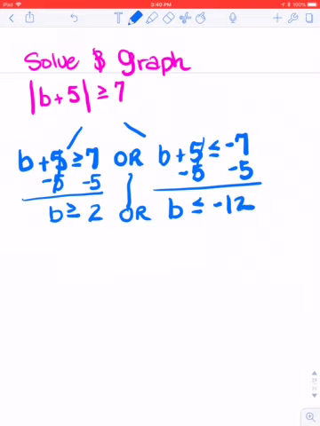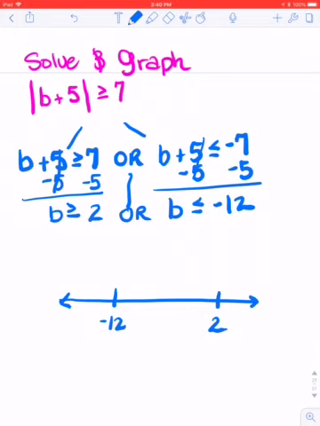So when I go to graph, the only two numbers that I care about are 2 and negative 12. So I'm going to make my number line. Negative 12 is smaller, so I'm going to put it at this end. And then 2 is bigger, so it's going to go up here. Now, honestly, you can go through and do all those little marks and count all the numbers in between. But really, if they care about negative 12 and 2, put those on there.